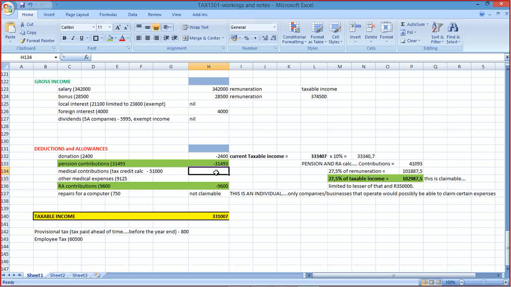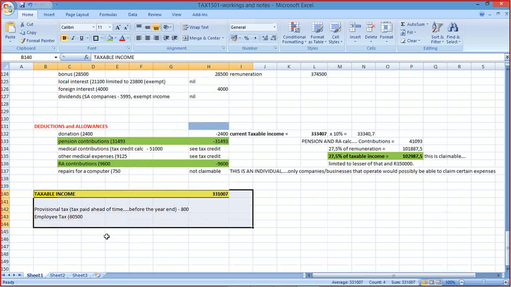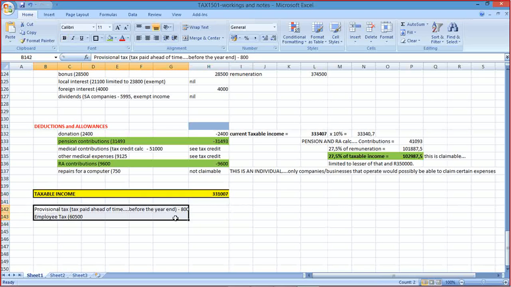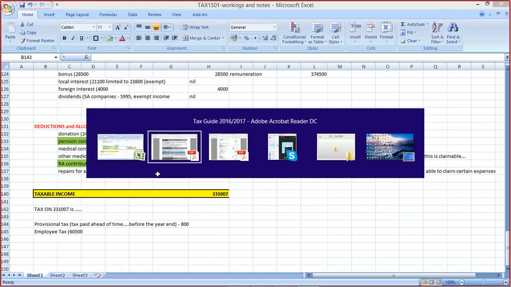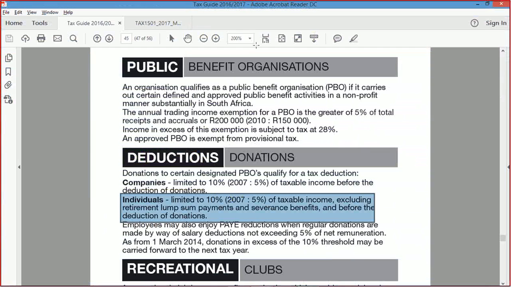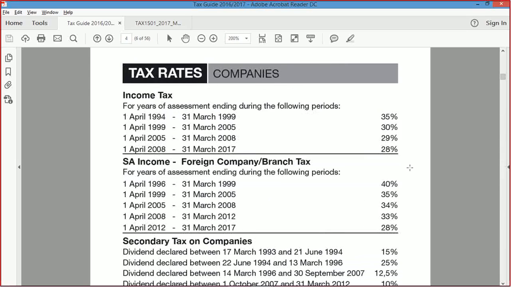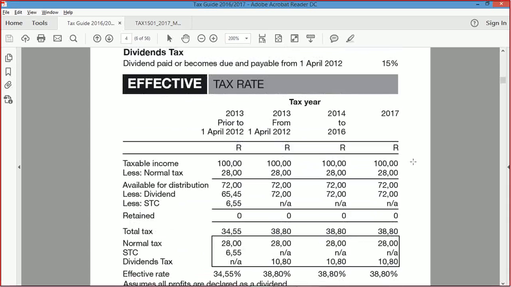Okay, so this would be C, tax credits. The legislation changed. It's now a tax credit. So that goes here at the bottom. So in order to get the tax credit, I need to work out the tax. So I need to move this down a bit. Tax on 331,007 is... Where are my tax tables? Tax, where's the tax? There it is.